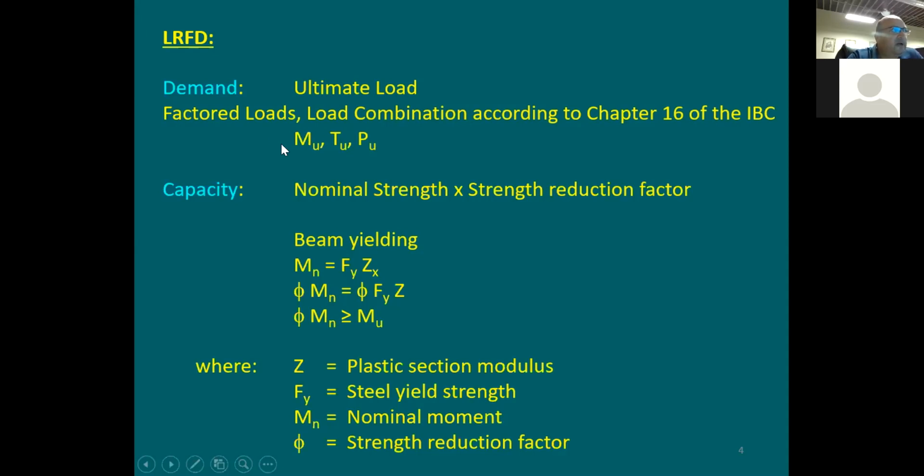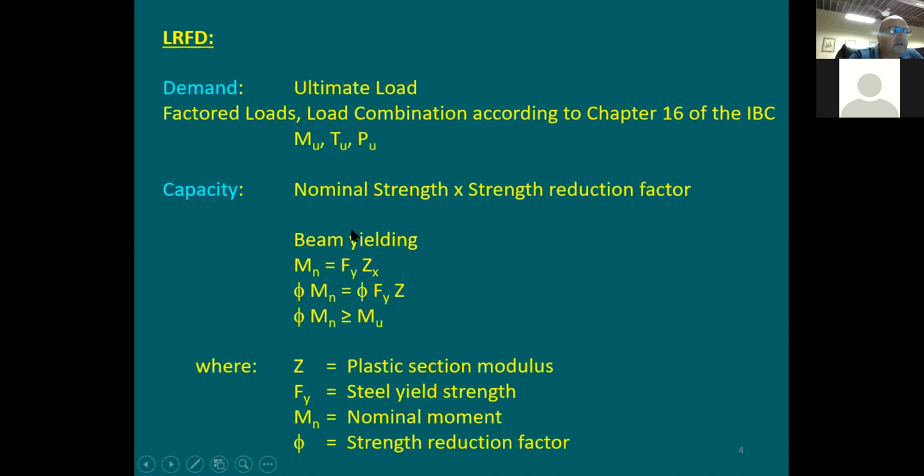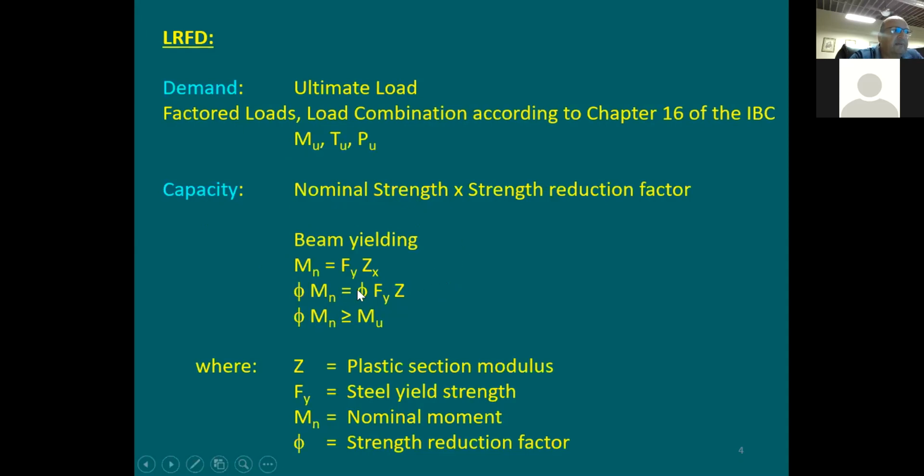So this here, when it comes to the demand, when it comes to the capacity here, we take the same nominal strength that we have used in ASD. We're gonna go back here one step to ASD, same nominal strength, this one here. But instead of dividing it by a safety factor, we're gonna multiply it by a strength reduction factor.